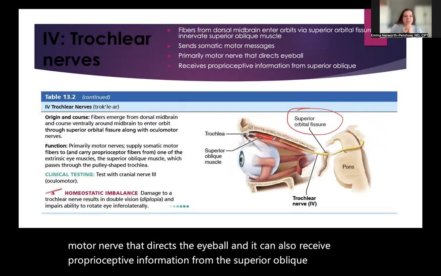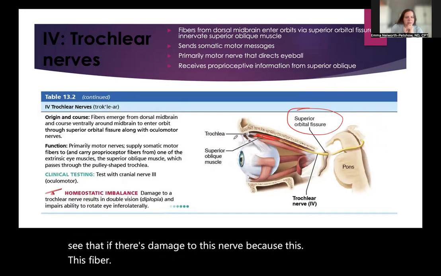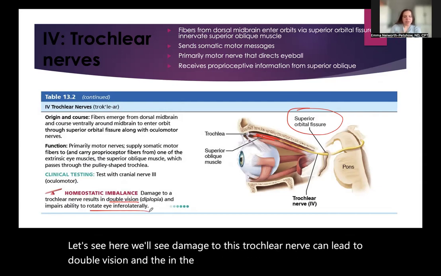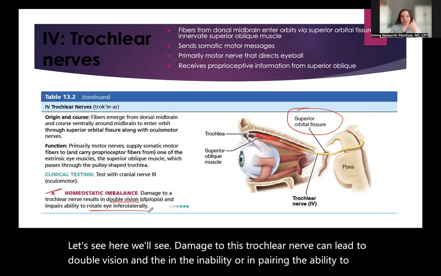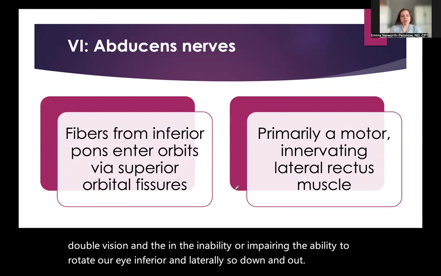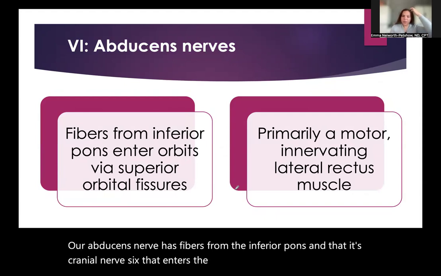We see that if there's damage to this nerve, because this fiber, let's see here, damage to this trochlear nerve can lead to double vision and impair the ability to rotate our eye inferiorly and laterally, so down and out. Our abducens nerve has fibers from the inferior pons. It's cranial nerve 6, and it enters the orbit as well via the superior orbital fissure.